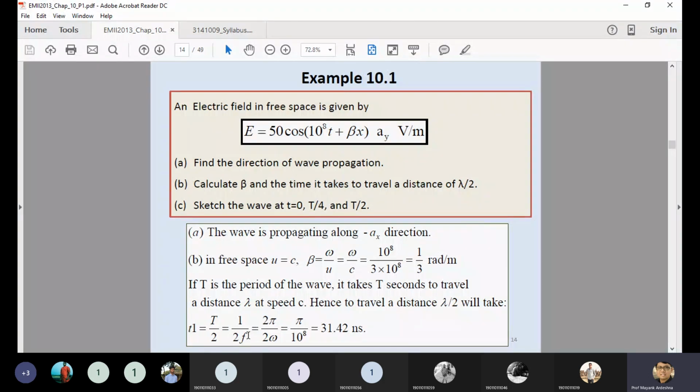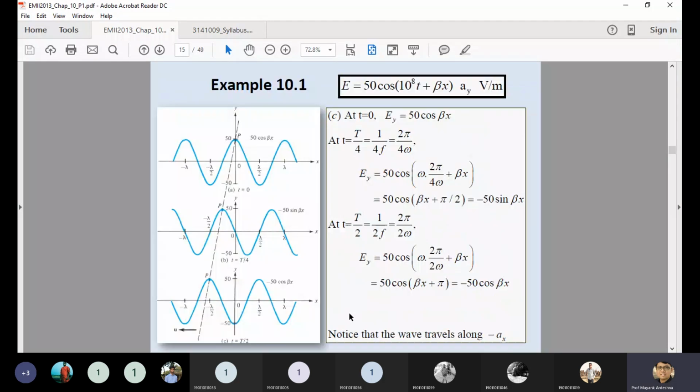Otherwise, you can convert into omega, which is 2 pi f. So instead of f, you can write this equation in terms of omega: 2 pi divided by 2 omega, and put the omega over here. Omega is already given, it is 10 raised to 8 in the 50 cos expression. If you simplify this equation, you will get the answer, which is the time required for the distance traveled of lambda by 2. It means it is a half cycle. In the same way, you can also plot it at t equal to 0, t equal to T by 4, and t equal to T by 2.